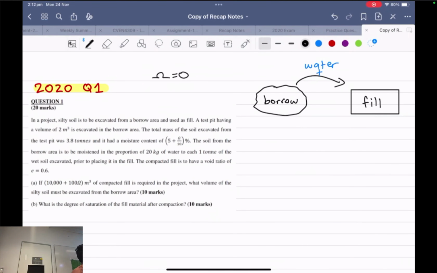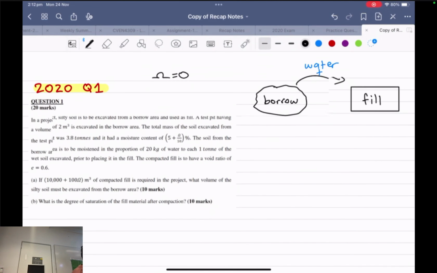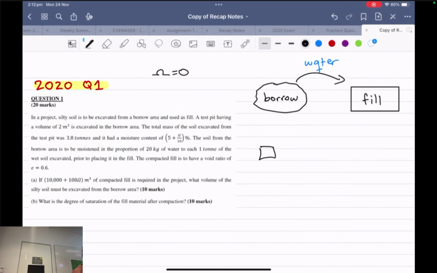So when they say test pit, that means this is just like a small area that is used to calculate the properties of the soil. So imagine you have a little test pit here, with a volume of 2 meters cubed. What else are you told? You're told the mass is 3.8 tons. And you're also told the water content is 5%, right?